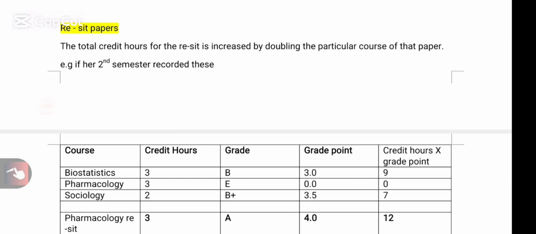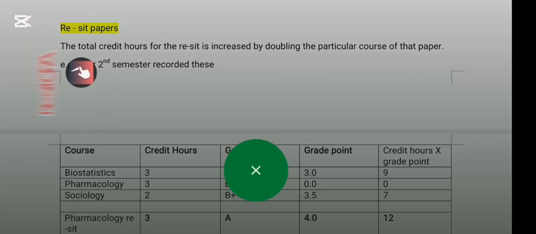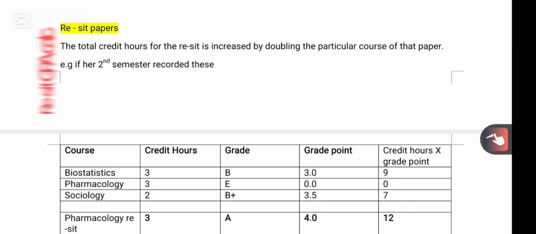Now, if you have a reset, that's an interesting part. It's going to affect your GPA calculation. This is because if there is a reset, your denominator is going to double. The denominator for the course that you had a reset is going to double. And if you remember our basic mathematics, when the denominator is higher, the answer becomes low. If you are sharing things and the people who are going to share are more, it means that everybody is going to get less of what you are going to share.